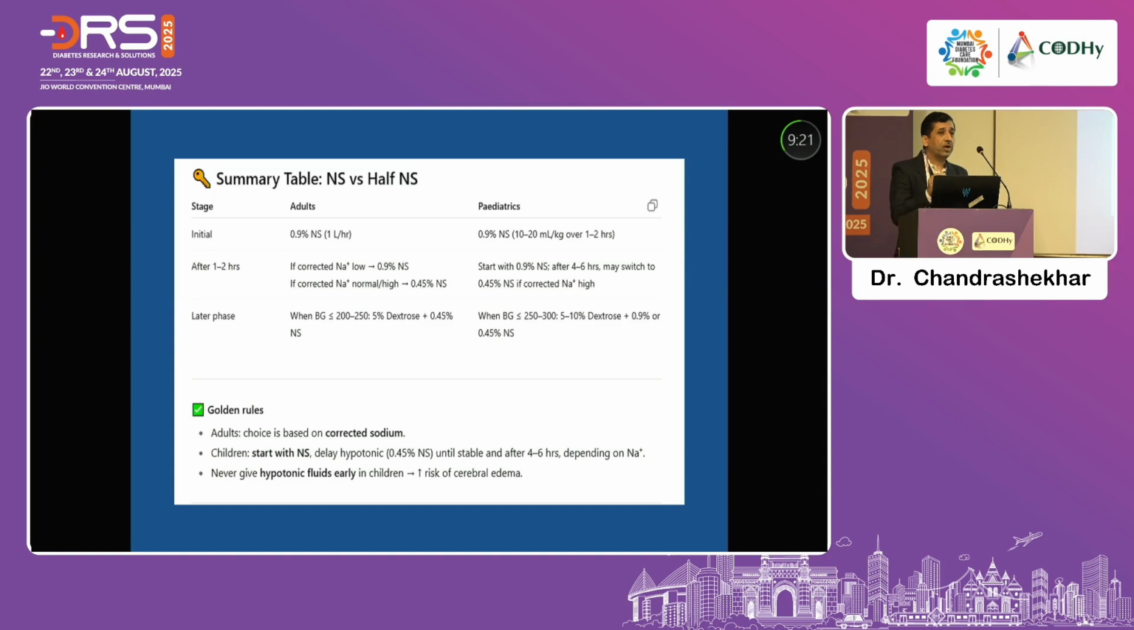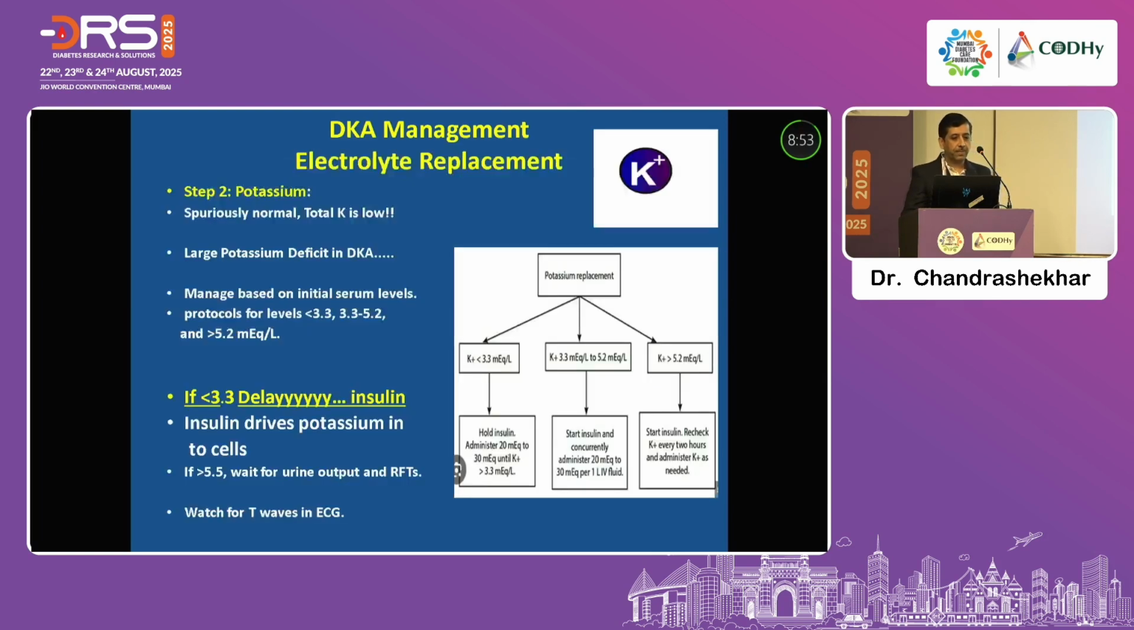So at the end of 4 hours, you need to again repeat the sodium and see for the corrected sodium. If the corrected sodium is still on the lower side, you continue with the 0.9% sodium. If corrected sodium is on the higher side, that means you switch over to the half normal saline. Once blood sugar gets below the 200, 250 range, then switch over to the dextrose containing fluids. So that's a simple way of managing with normal saline or half normal saline or DNS.